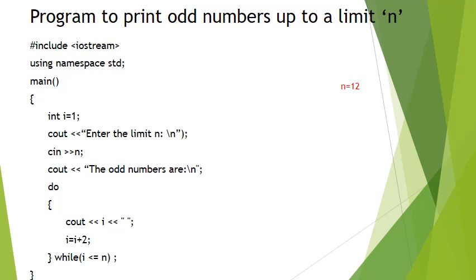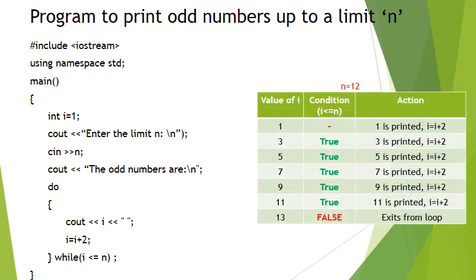We know that two consecutive odd numbers differ by 2. So the value of I is updated by 2, that is, I is incremented by 2. And inside the while statement, the condition is given as I less than or equal to n. That is, the value of the odd number should be less than or equal to the limit n. Now let's see how the loop works.